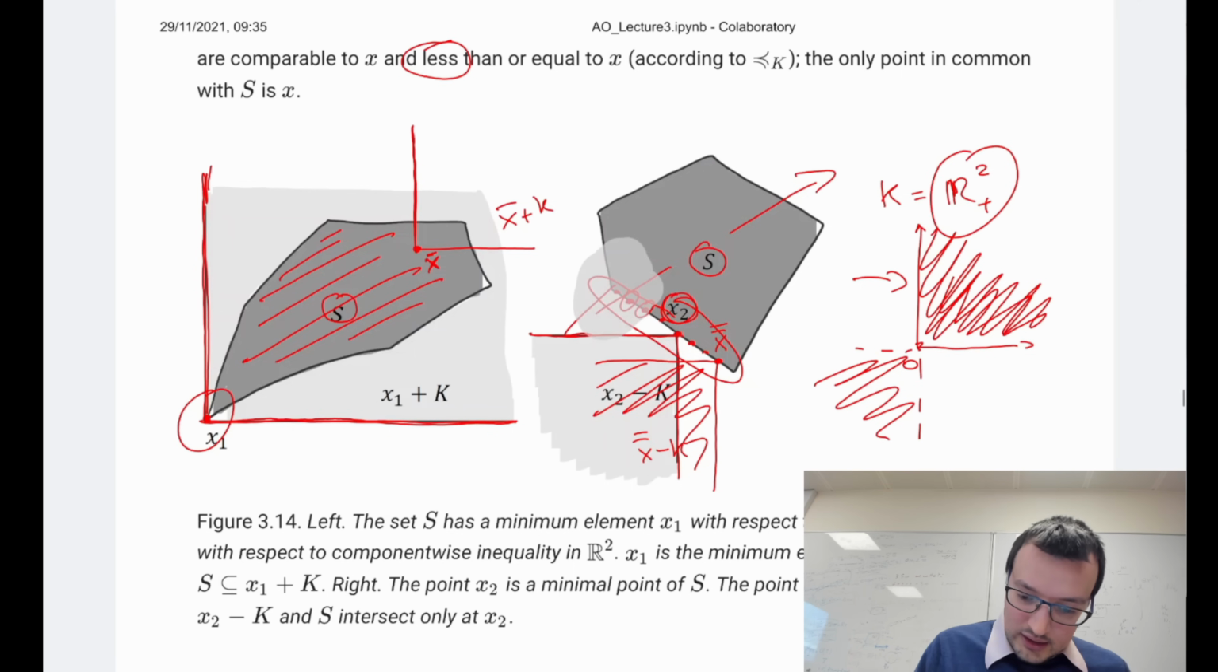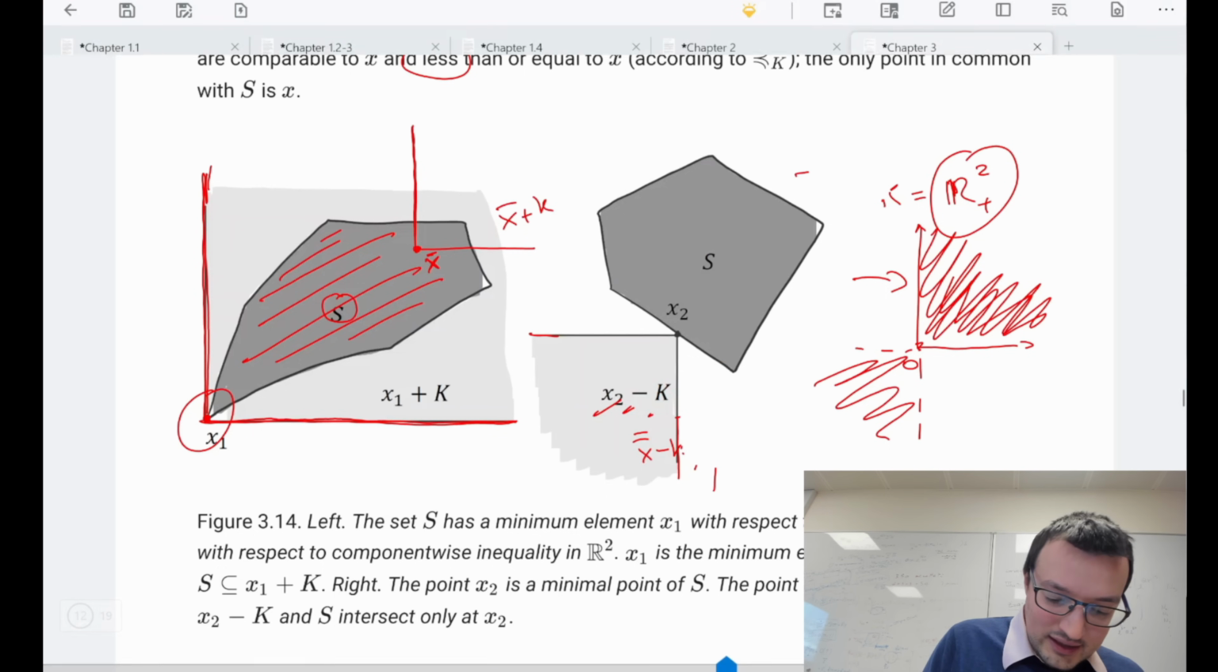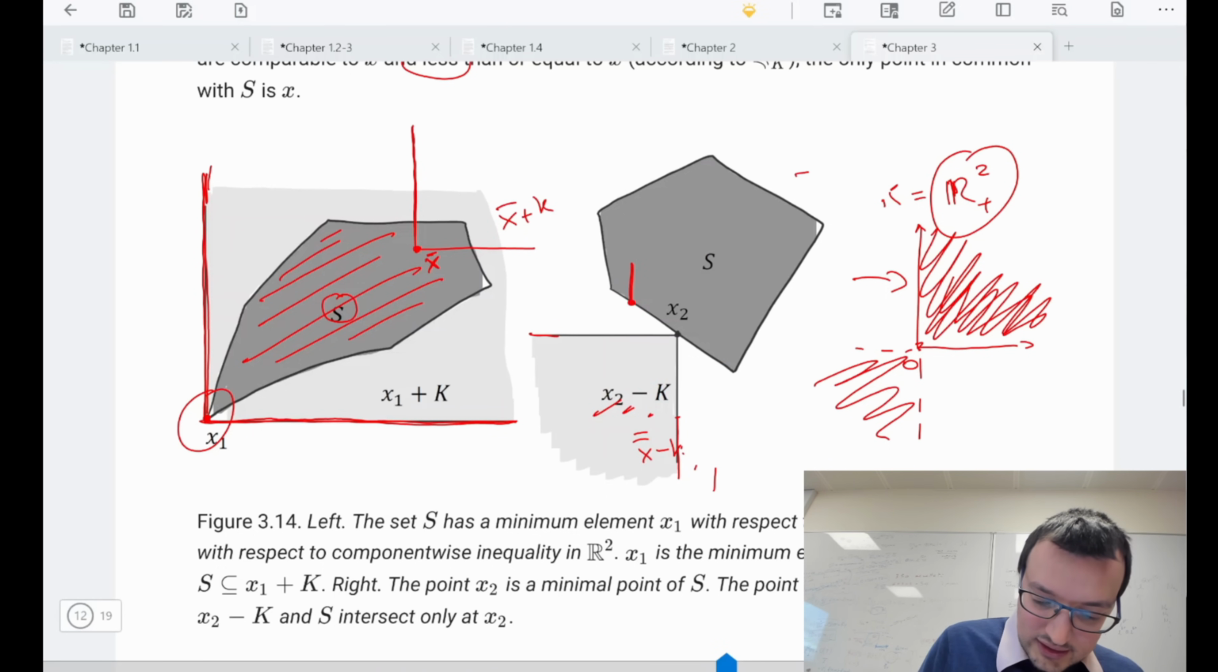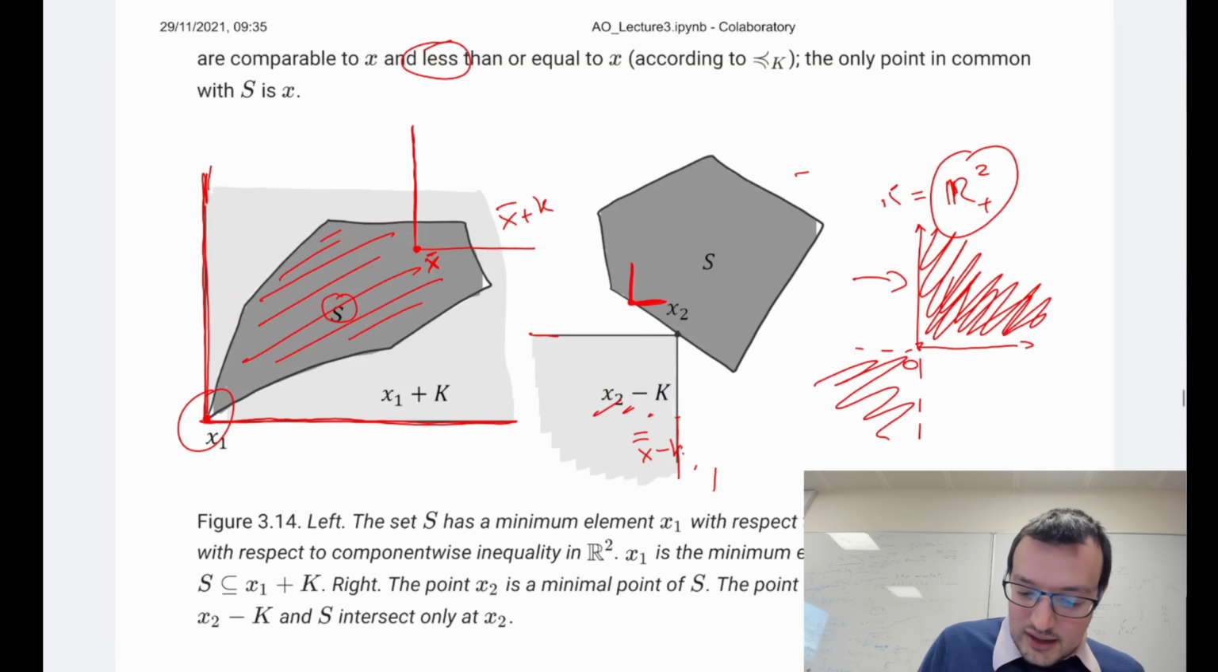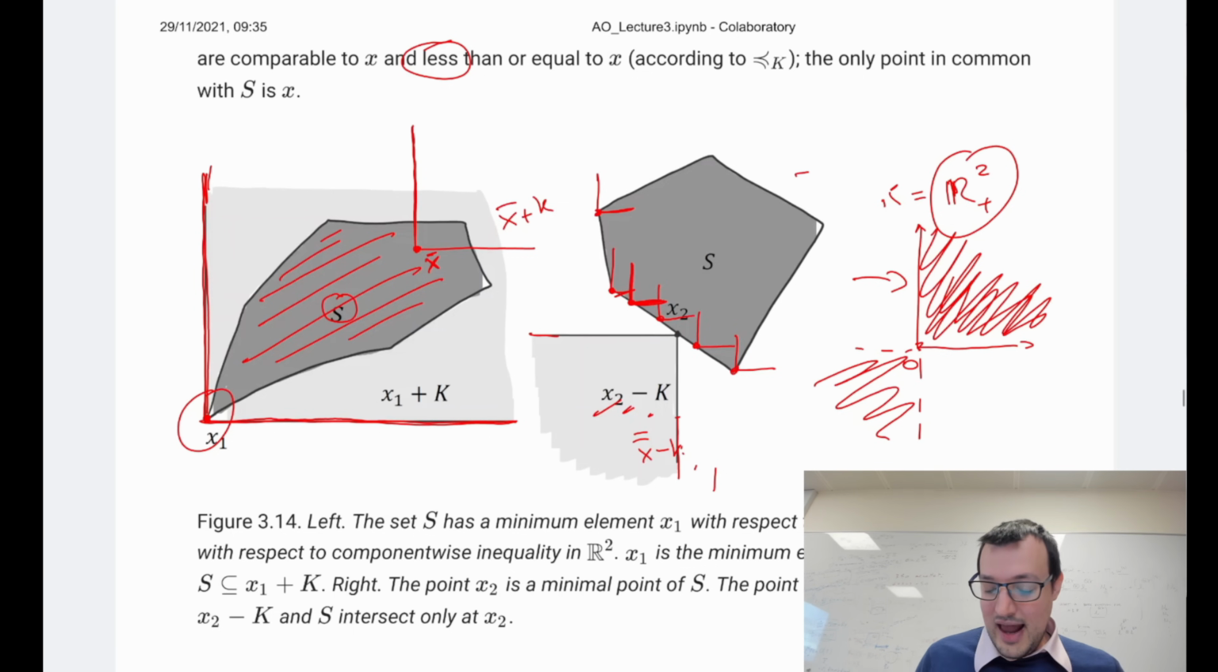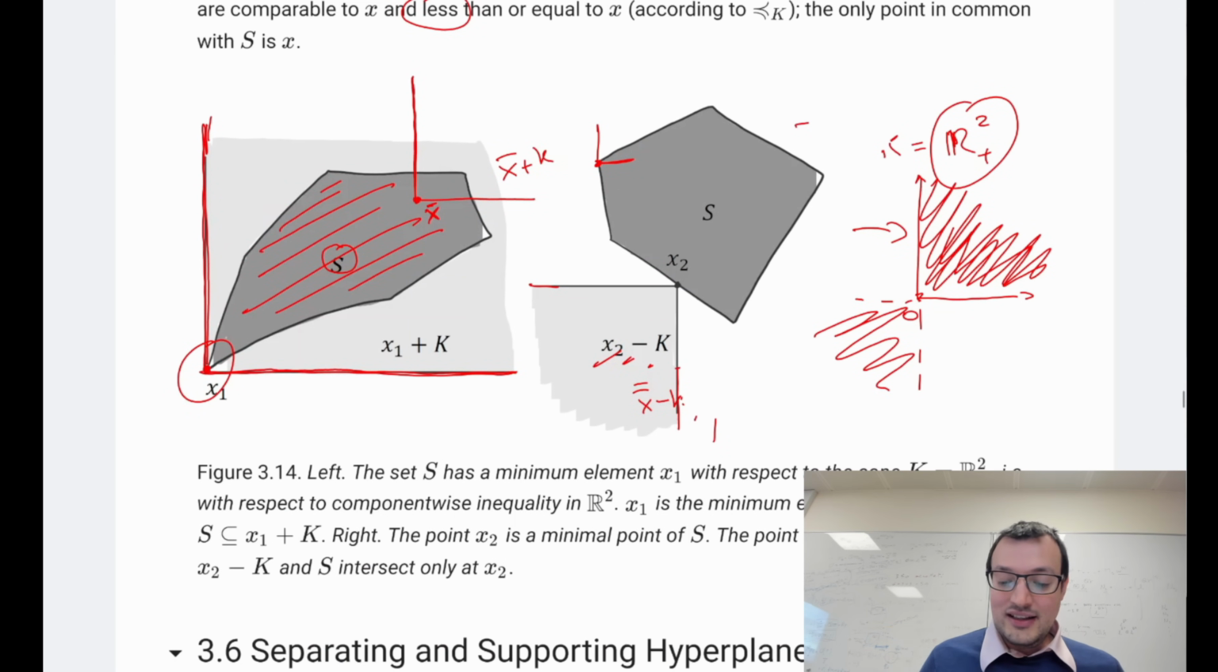Okay, so if I remove all this stuff and I try to check, for instance, putting the x plus k here, you see that this simply doesn't work. This x plus k, wherever I put it, is never going to include the whole set S. So this set S cannot have a minimum point, but still we have this concept of minimal points, which allows us essentially to find certain points which are special among all these points.